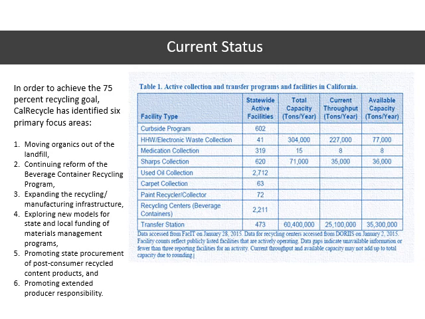So this particular chart shows you active collection and transfer programs and facilities in California, how many statewide for each type, the total capacity where it's known, current throughput where known, and available capacity. And we have quite a bit on supply. Supply, we're looking pretty good.